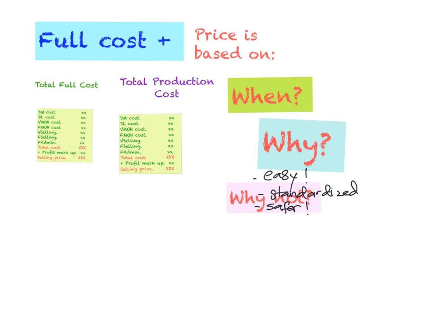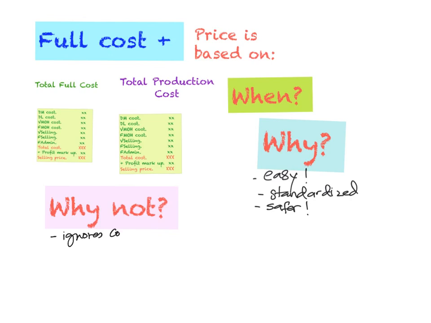Okay, and then another one is why not? Meaning, what are the disadvantages of using full cost plus pricing? So sometimes people don't use full cost plus pricing because it ignores competition. Okay, so here number 1, you can see that it ignores competition. What do we mean? When we say that it ignores competition, it means that you don't really respond to demand and supply. People are competing because you use that particular price.